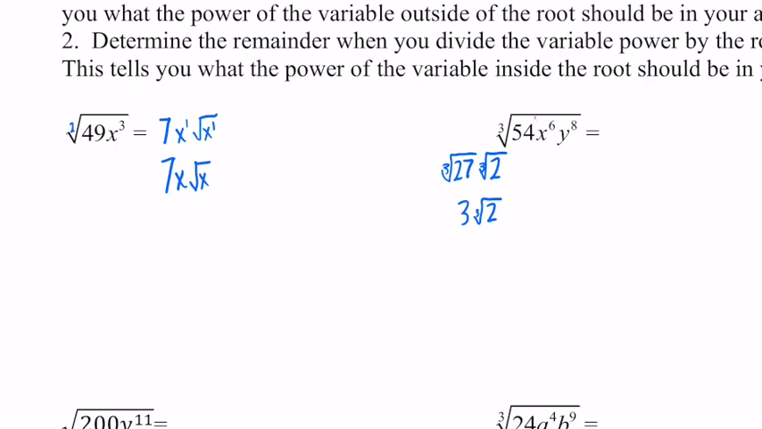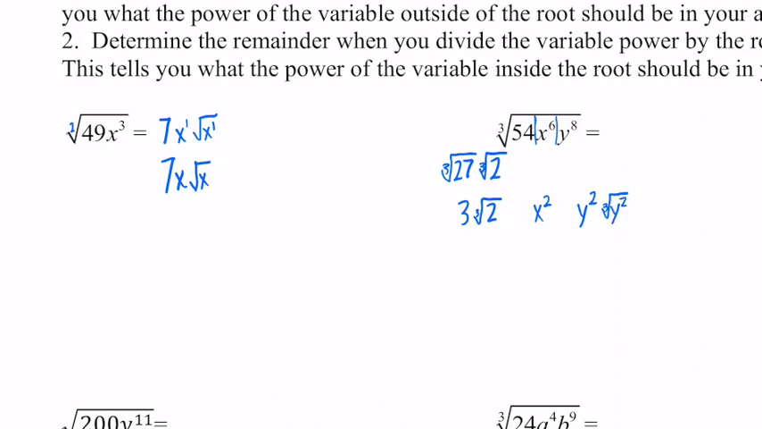When we're focused on the next part of the problem, the cube root of x to the 6th, 3 goes into 6 exactly twice with no remainder. So we would have x squared. To simplify the cube root of y to the 8th, 8's not divisible by 3. So this is where we're going to use that new technique we're talking about, figuring out how many times 3 does go into 8 and what the remainder is. 3 goes into 8 twice with a remainder of 2. So we would have y squared and then the cube root of y squared.